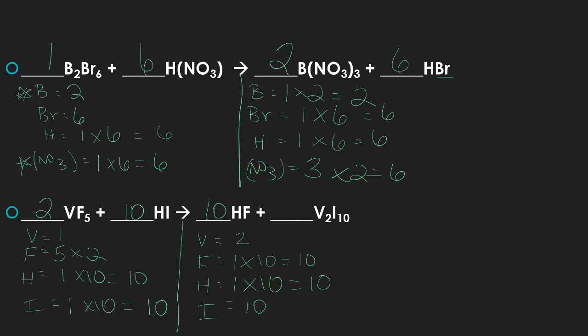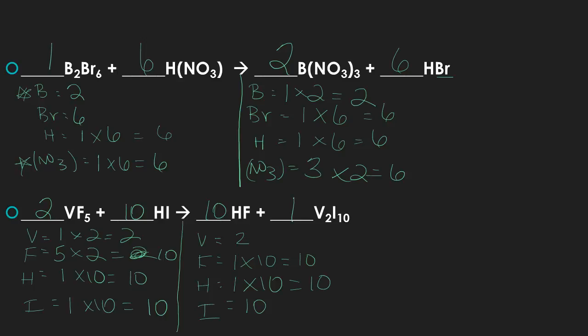I have to multiply the F by 2 now, but I also have to multiply the V by 2 now, because they're in the same compound. And just like that, everything is balanced. So 2 and 2, 10 and 10, 10 and 10, 10 and 10. So we're good. I can either leave this blank or I can put a 1.